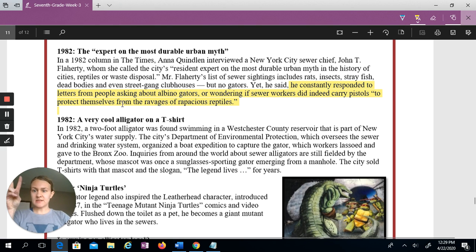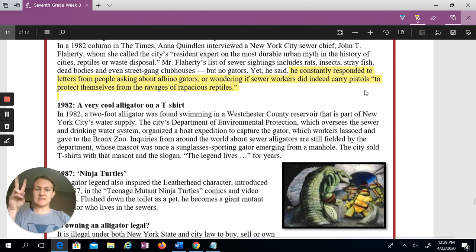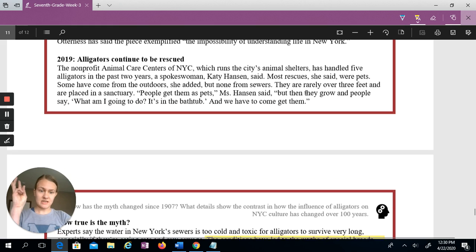He continually responded to letters from people asking about alligators. Sewer workers carry pistols to protect themselves from the ravages of rapacious reptiles. Okay, number two, then we rate their characteristics: albino, and the fact that they're enormous, and sewer workers have to carry pistols with them to kill them and protect themselves. Right, it's an exaggeration. Okay, so we thought that their characteristics are great.